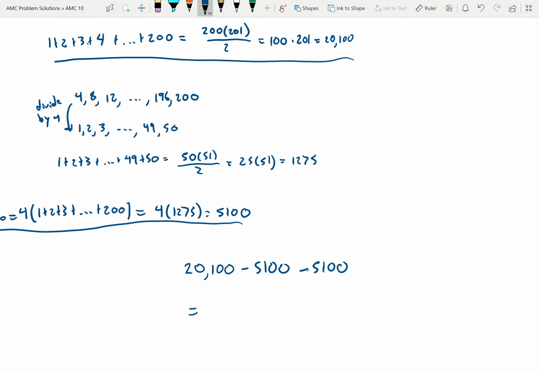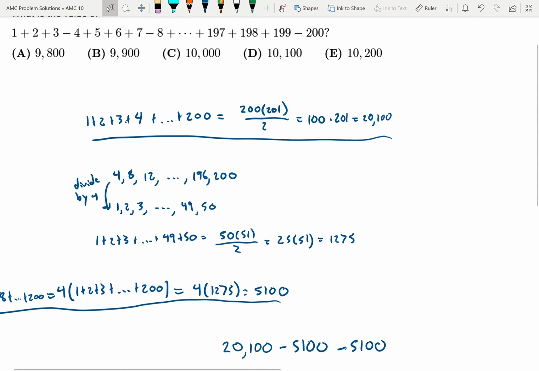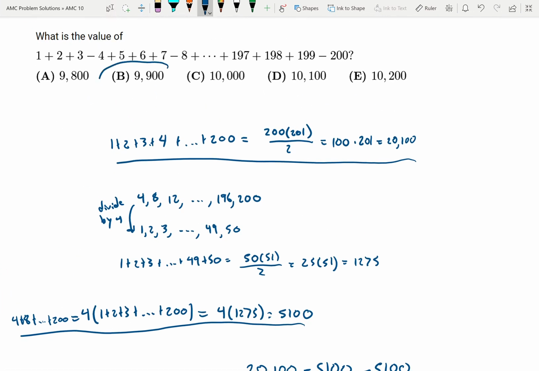So the expression that we were initially interested in boils down to this: 20,100 minus 10,200, and so that equals 9,900. And so it is choice B.